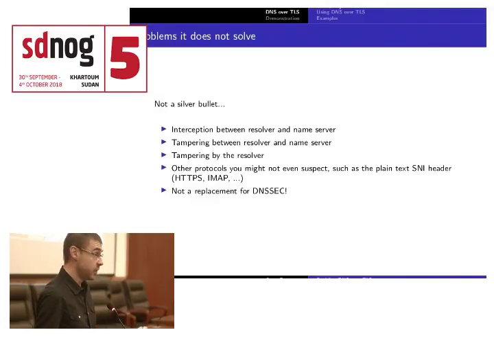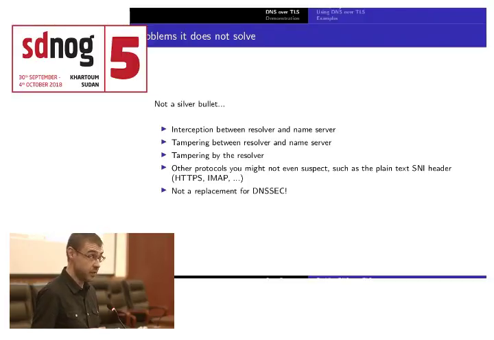It is not a silver bullet, so it will not solve all of the problems with DNS. For example, what it will not solve is any kind of interception between the resolver and the authoritative name server. So the resolver will still need to query authoritative name servers on the internet. That traffic will still be in the clear. It will contain less of your personal information, but it will still happen, of course. Then there's also the possibility of tampering between the resolver and the name server. It is a bit far-fetched, but it could technically happen.